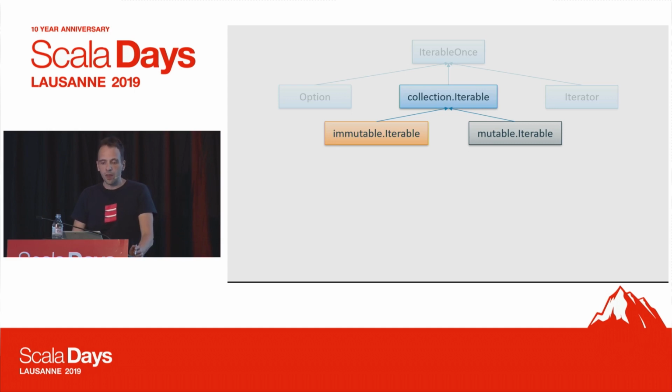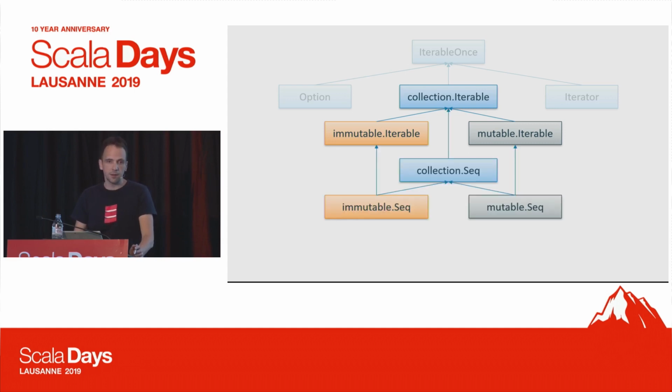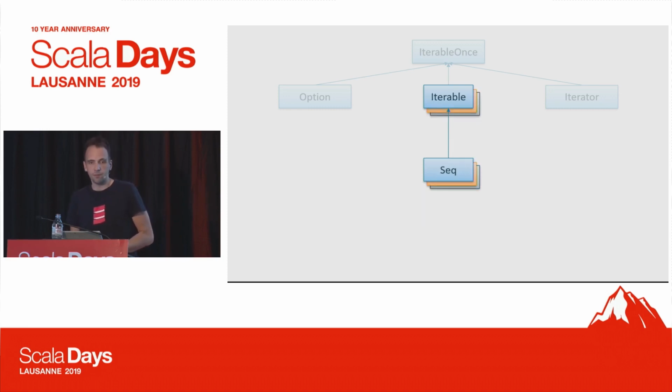At the level below, we have types like seek. And again, there are three versions of seek. There is a collection seek, there is an immutable seek, and there's a mutable seek. And it works the same way for all of these types. The immutable and mutable versions always extend both their immutable or mutable parent type and their generic version in the collection package. So to keep this diagram a bit simpler, we are going to collapse them like this.